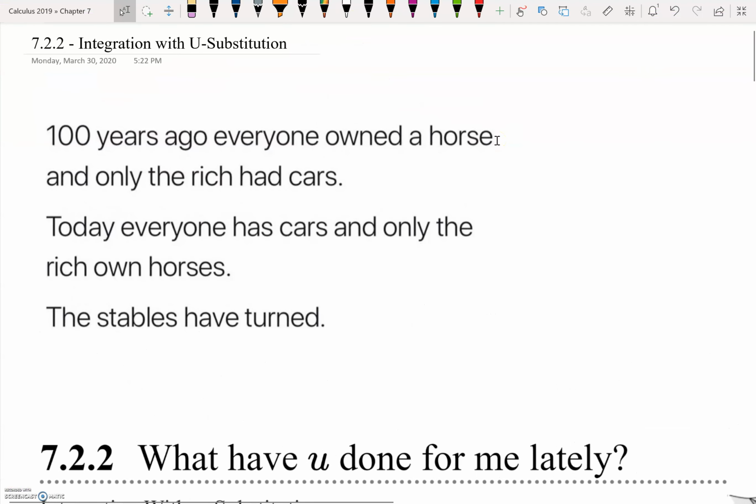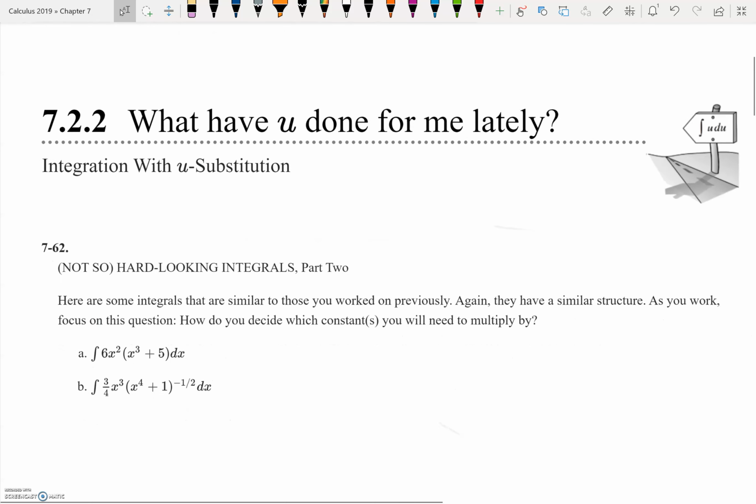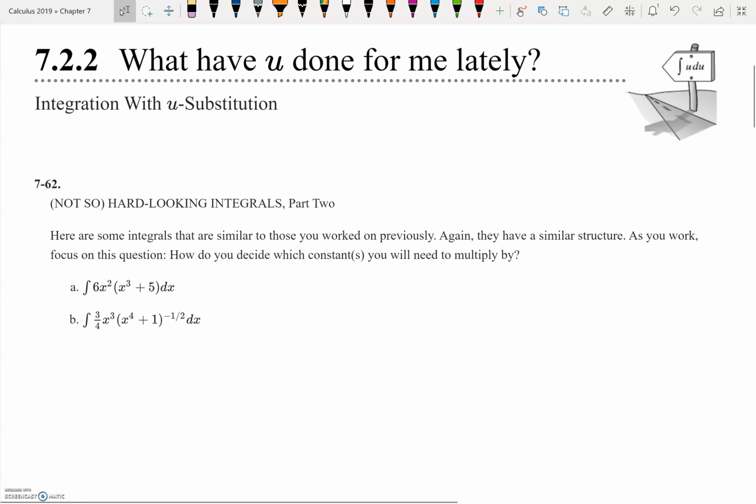Okay, so we are going to go on to 7.2.2, and now we're going to learn the actual method on how to use U-substitution to integrate the chain rule. So to start off this lesson, we're going to talk about two basic integrals, and we're going to think about what is our method for trying to do this with a shortcut.